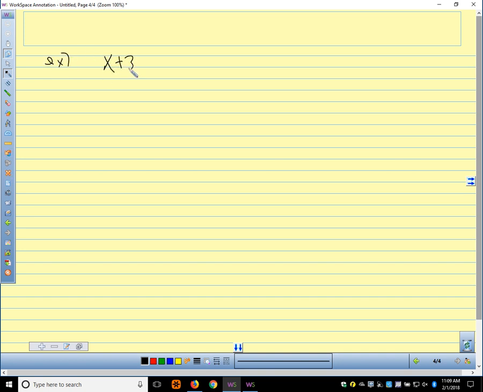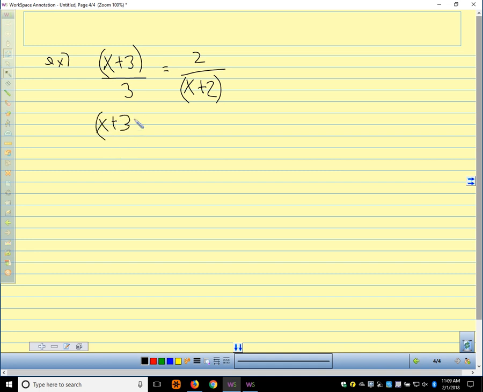So let's say we have x plus 3 over 3 equals 2 over x plus 2. I'm going to put my parentheses around there so I remember to multiply correctly. Now I'm going to cross multiply: x plus 3 times x plus 2 equals, multiply those, 6.